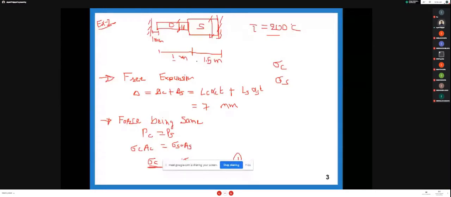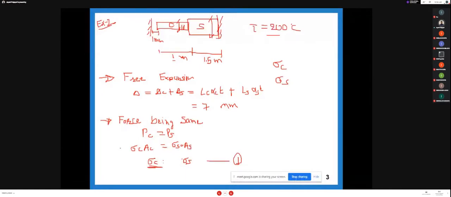So for that, the force in both the materials will be the same after filling the 1 mm gap. So the force will be the same. We have a first condition. What is the first condition? The force being the same for both the materials. So force in copper is equal to force in steel. And we know this equation: force is equal to stress into area. And here, stress into area.